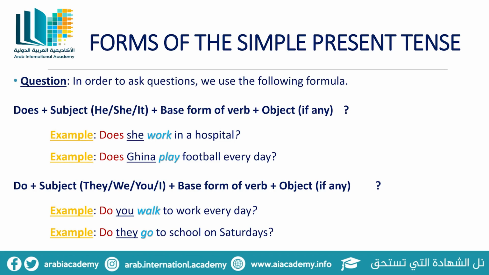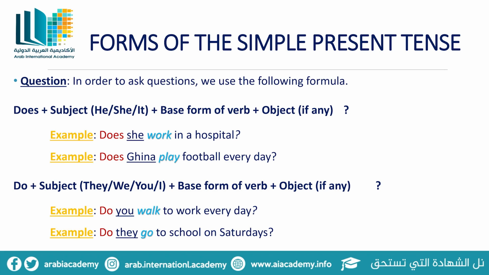Now to write a question, or in order to ask a question, we use the following formula in the simple present tense. We start the question with does or do. When do we use does and when do we use do? If the subject is he, she, or it, we have to use does plus the base form of the verb plus the object, if any. So we start the question with does, then the subject, then the verb.